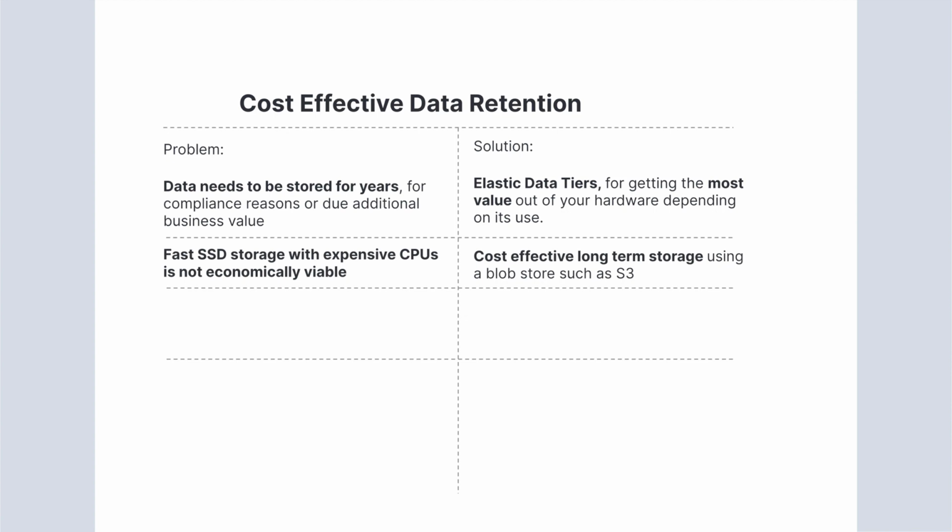The next problem that you might encounter is that SSDs and CPUs are expensive. So having really fast access to this data can become quite challenging from an economics perspective. Things get expensive if you only buy SSDs and try to store your data only on this SSD storage. So what Elastic can provide you as well is this cost-effective long-term storage using a simple blob store such as S3.